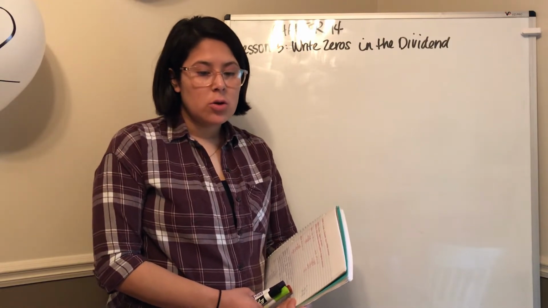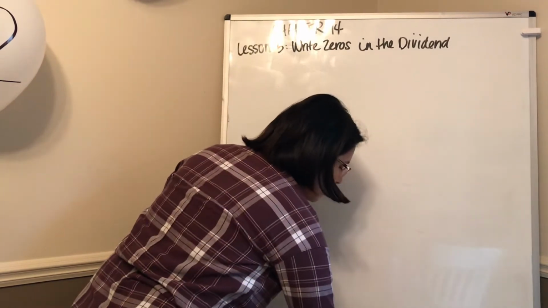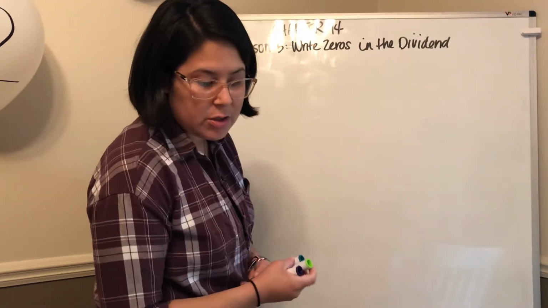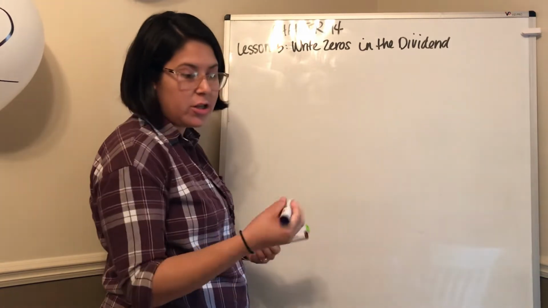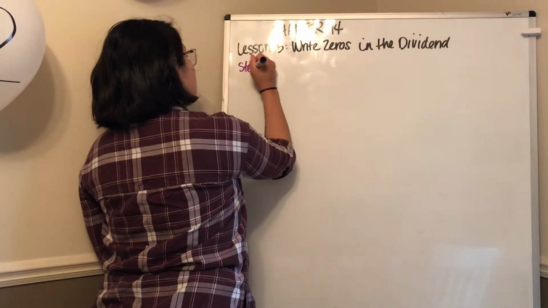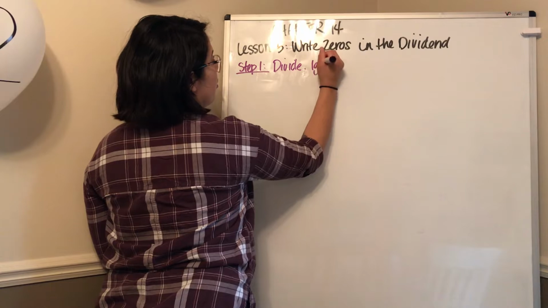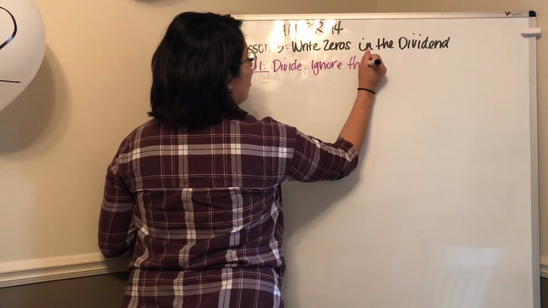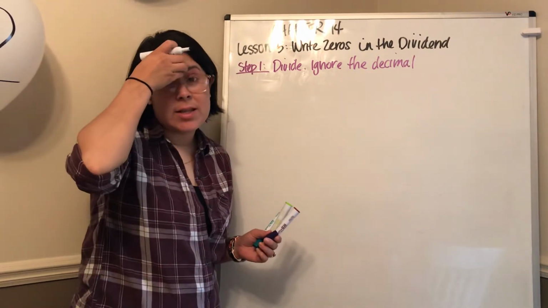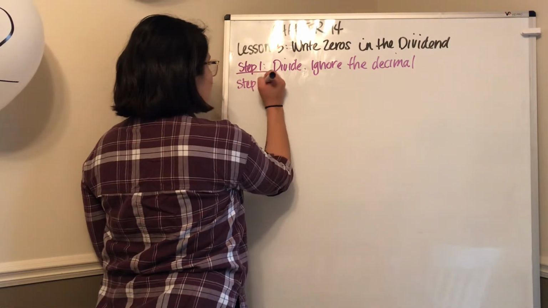So the first part is going to have the steps. Let me write those down. Okay, I'm sorry, there's 3 steps. Yesterday there was 2 steps. I'm getting all mixed up today. So step 1 is the same as yesterday. You're going to divide and you're going to ignore the decimal. Same thing as yesterday.